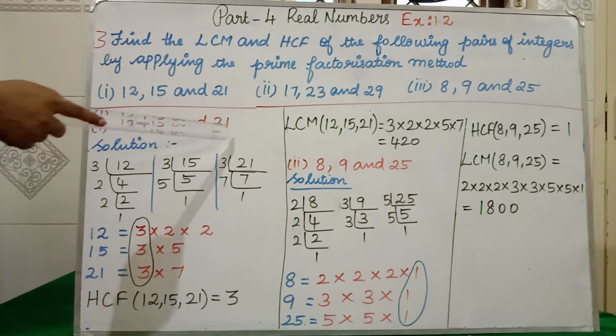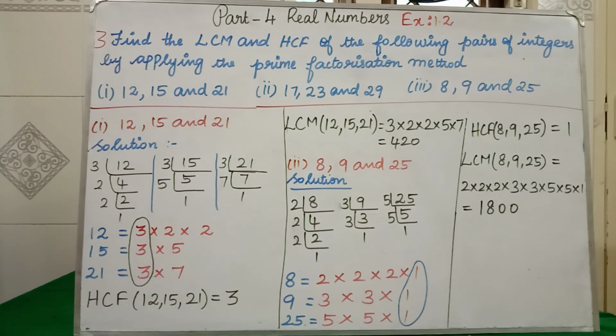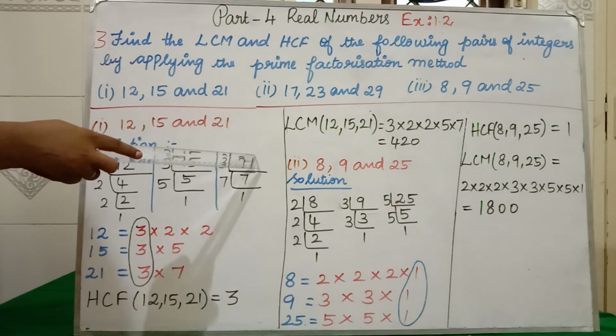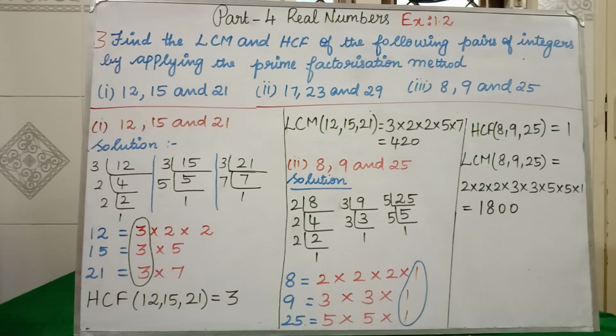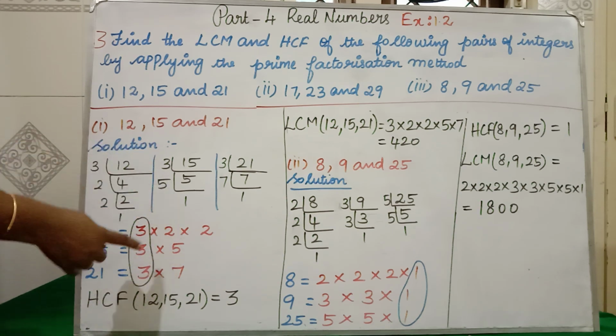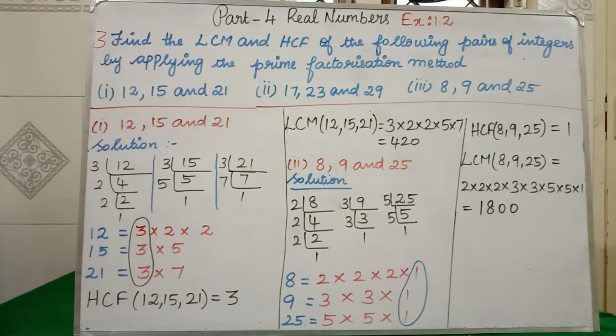12, 15 and 21. Separately we have to do the prime factorization. For 12: 4 3s are 12, 2 2s are 4, and 1. Similarly for 15: 5 3s are 15, 5 1 times. For 21: 7 3s are 21, 7 1 times. Then 12 can be written as 3 into 2 into 2. 15 can be written as 3 into 5. 21 can be written as 3 into 7.